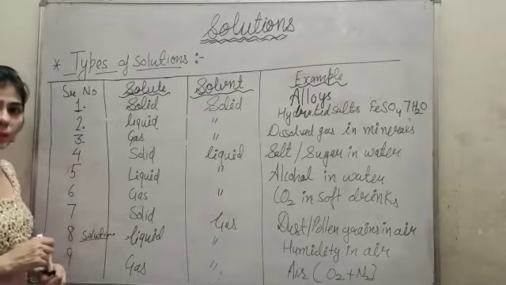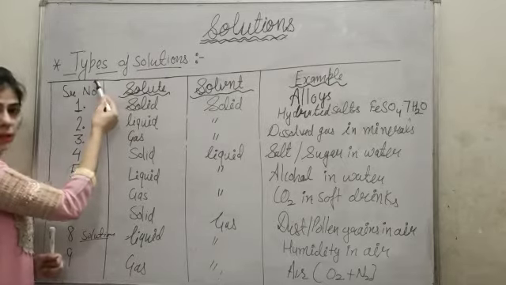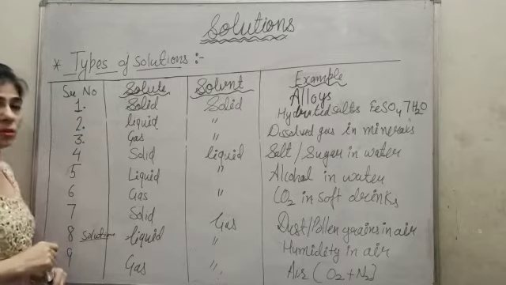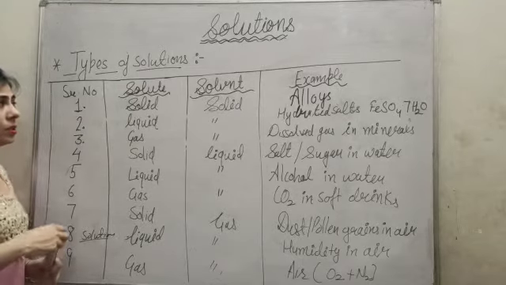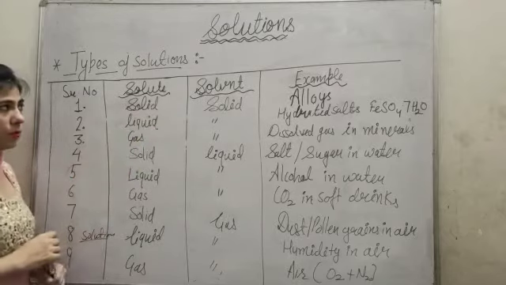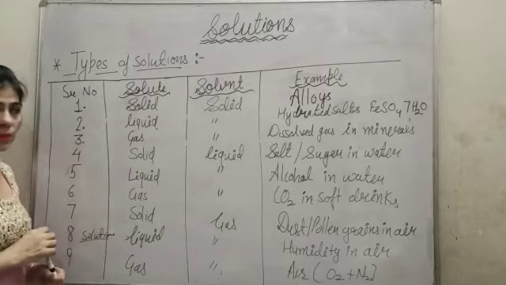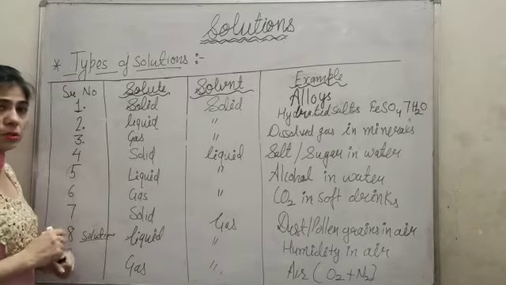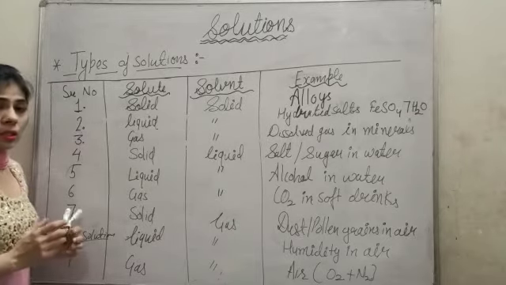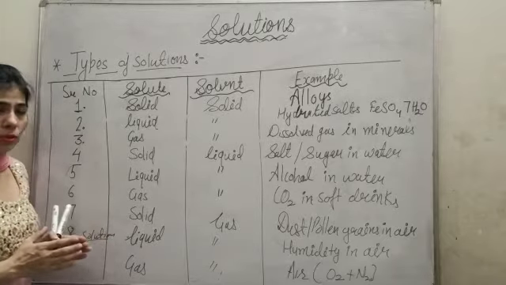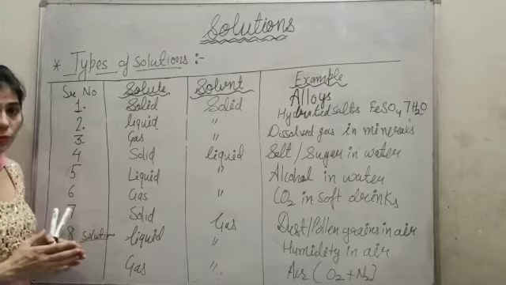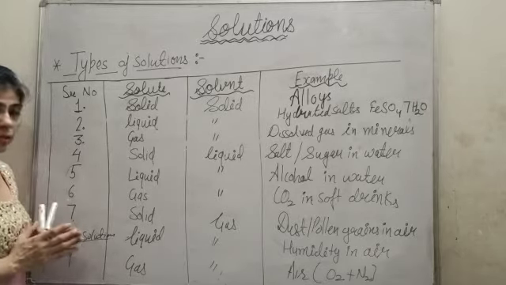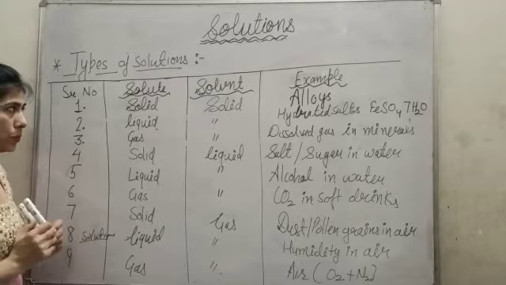Now let's move to the next topic, that is the types of solutions. On the basis of the physical state of the solute and the solvent, we have 9 types of solutions. And the physical state of the solution depends upon that component of the solution which is present in the larger amount, or we can say that it depends on the solvent, as solvent is present in large amount.